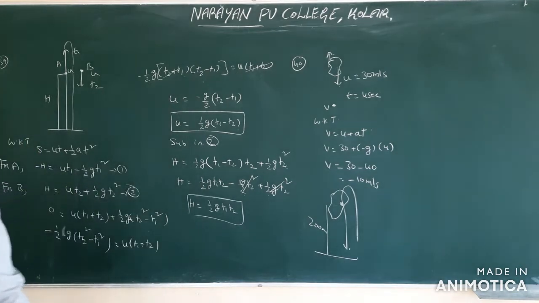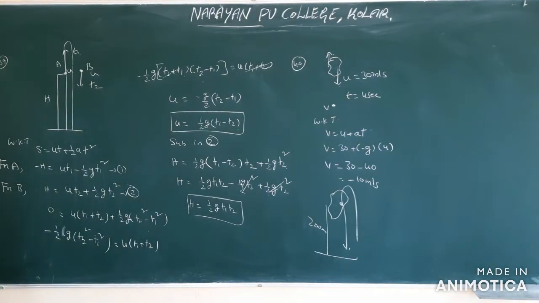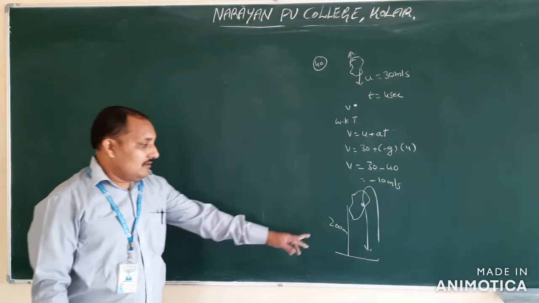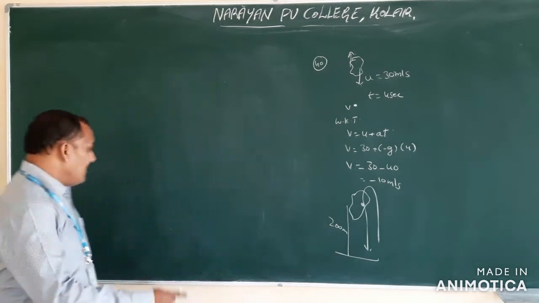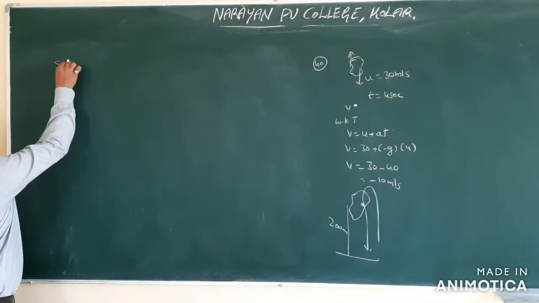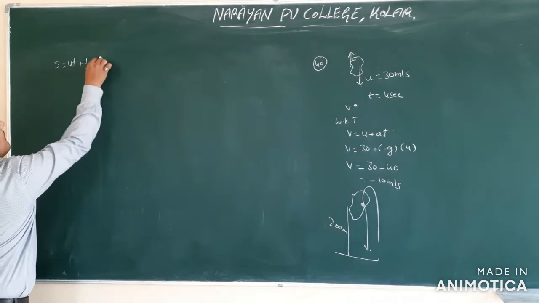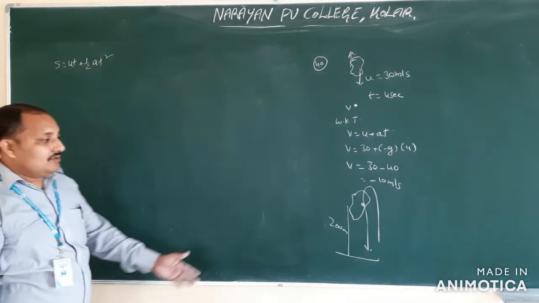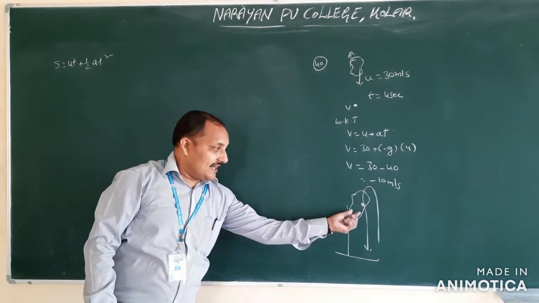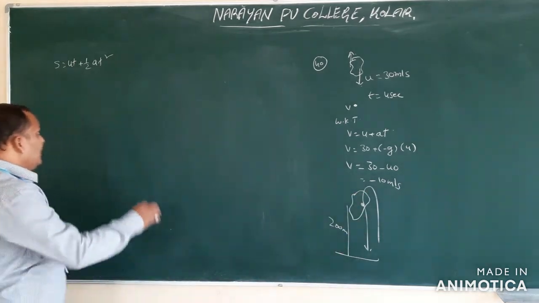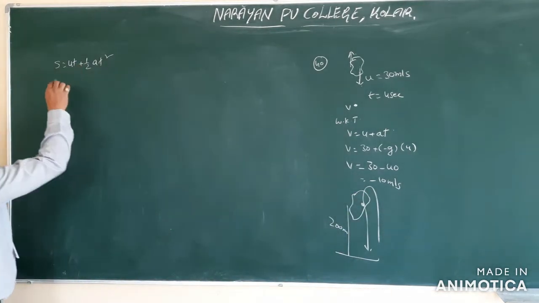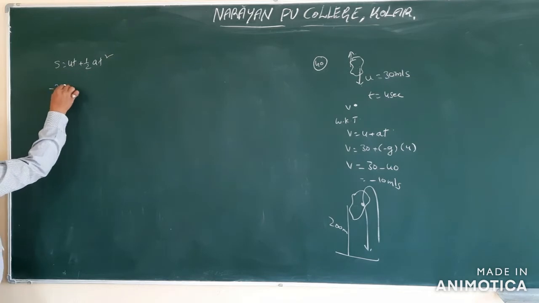Okay, now I will solve. We will see. For this h we are going to take minus. Which formula are we going to apply? S is equal to ut plus half at square. From 200 meters height the object is coming downwards, but the balloon is moving upwards. Therefore, we will take the s value as minus 200.